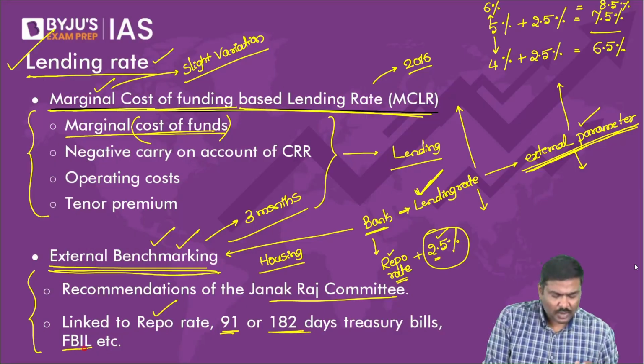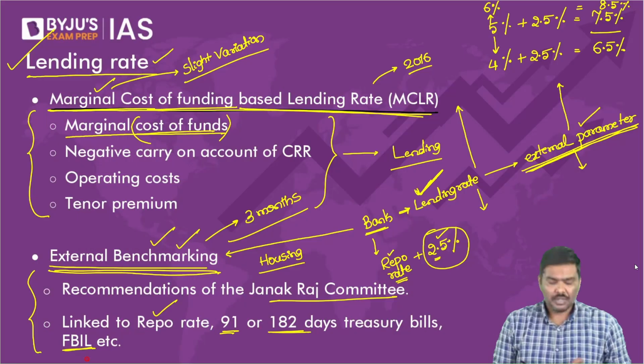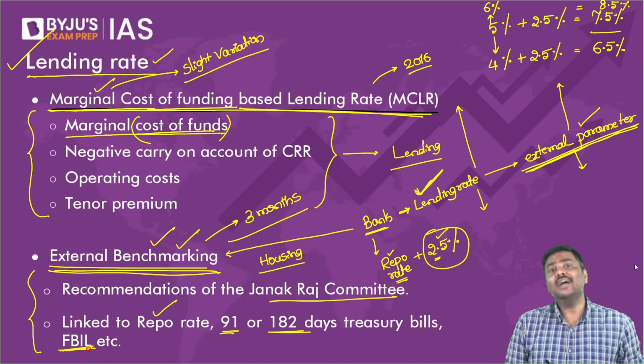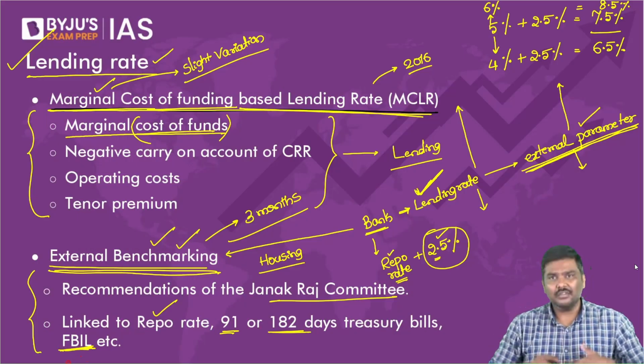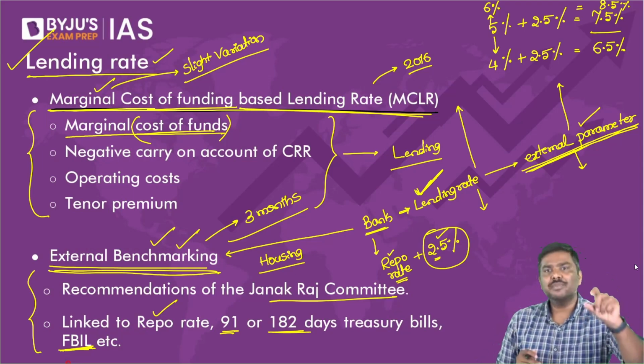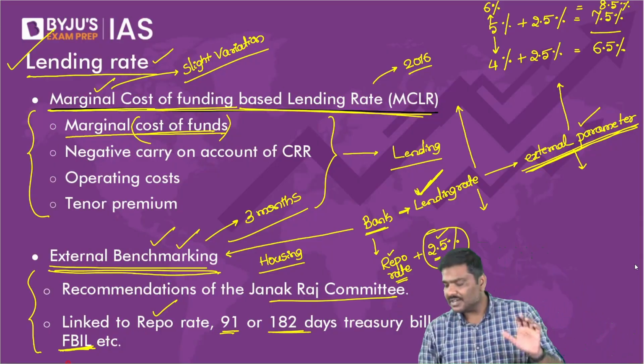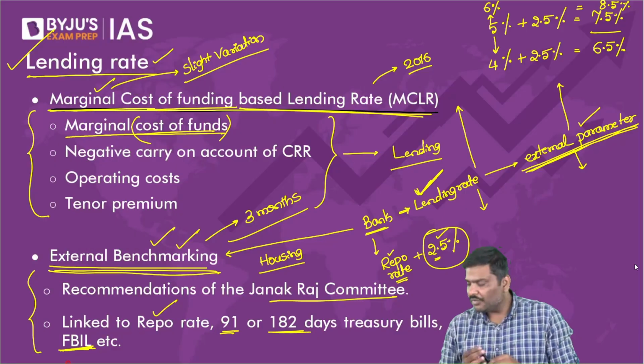Or else there is one more parameter authority in India. There is one institution, Financial Benchmarks of India Limited, FBIL. Any parameter that is published by FBIL. Done. That is basically the concept of external benchmarking. Can we go forward now?